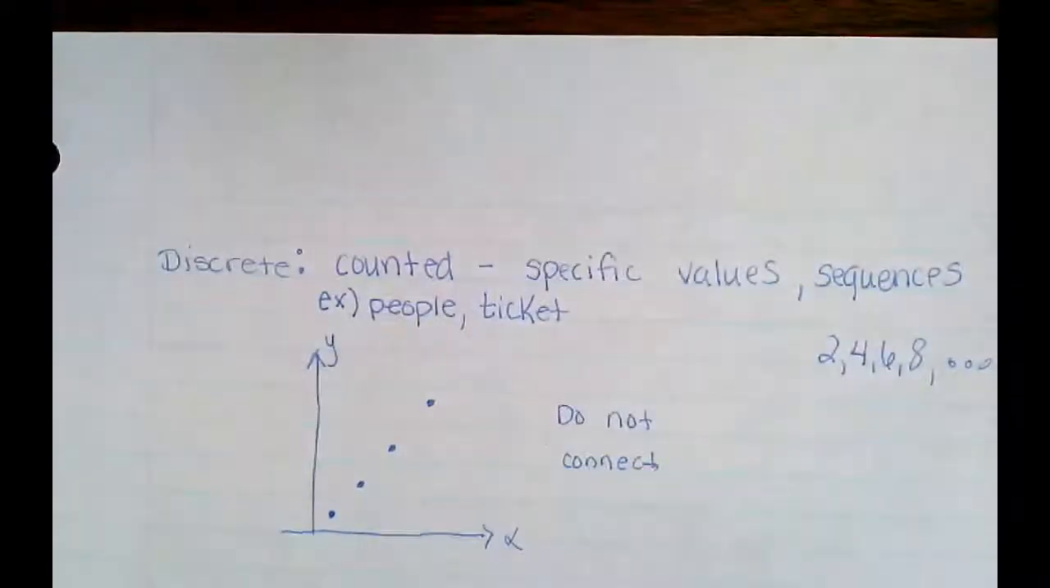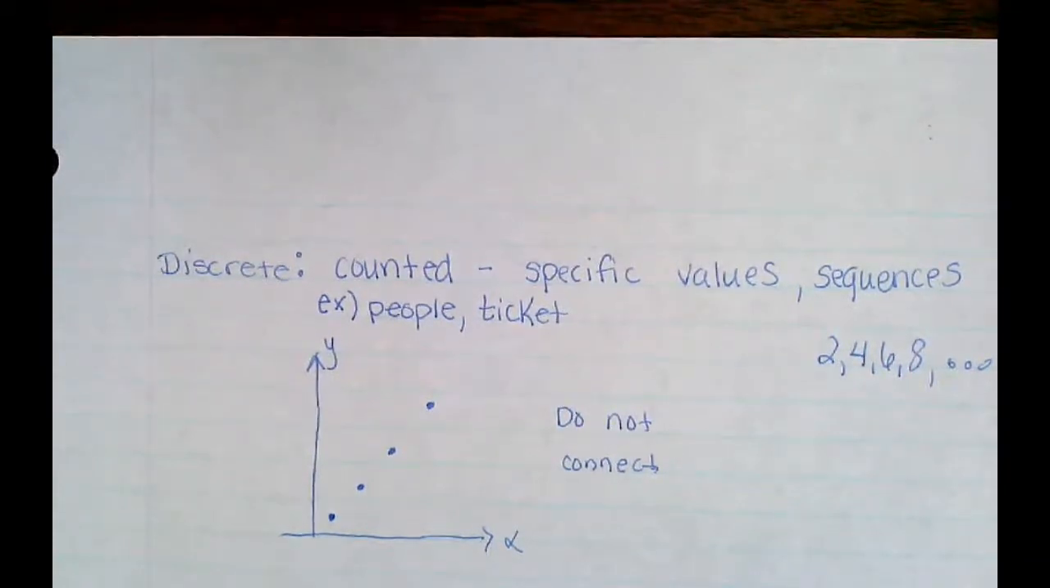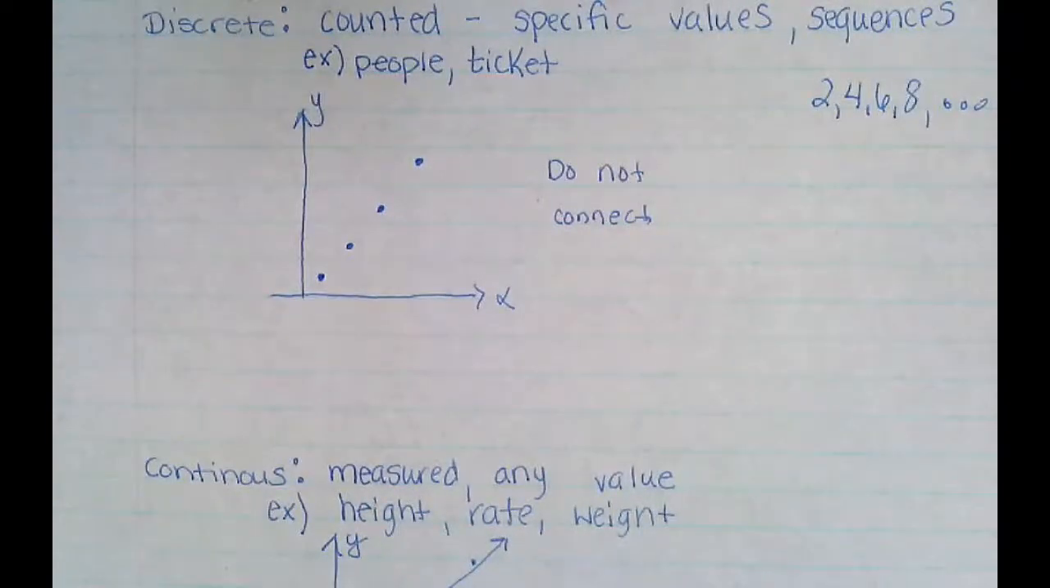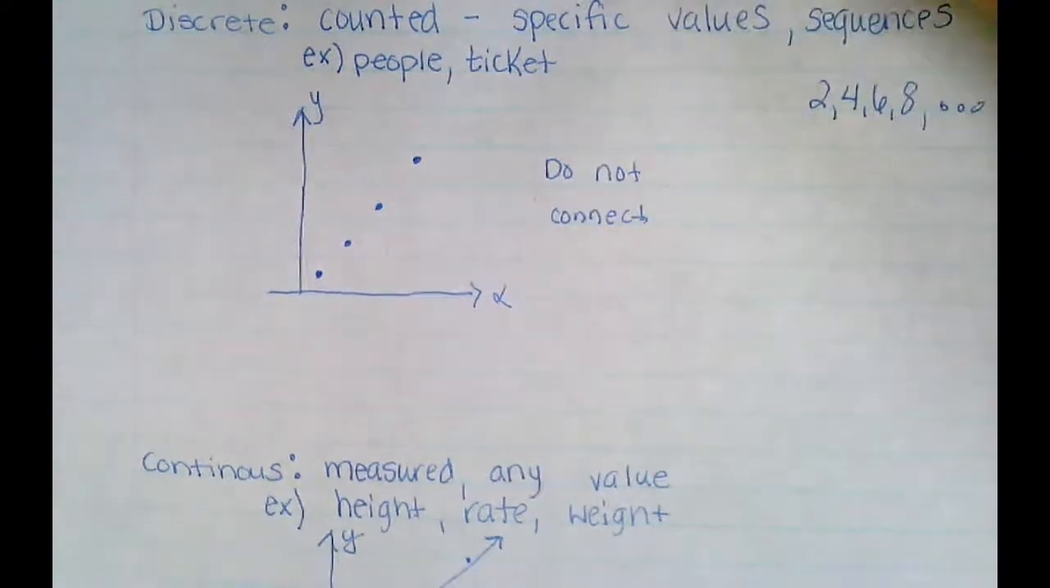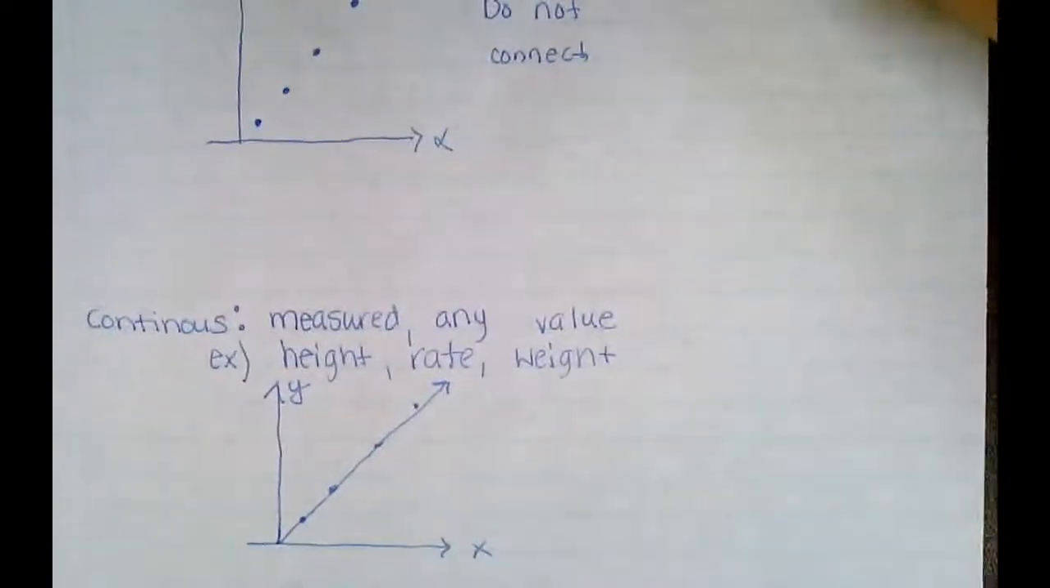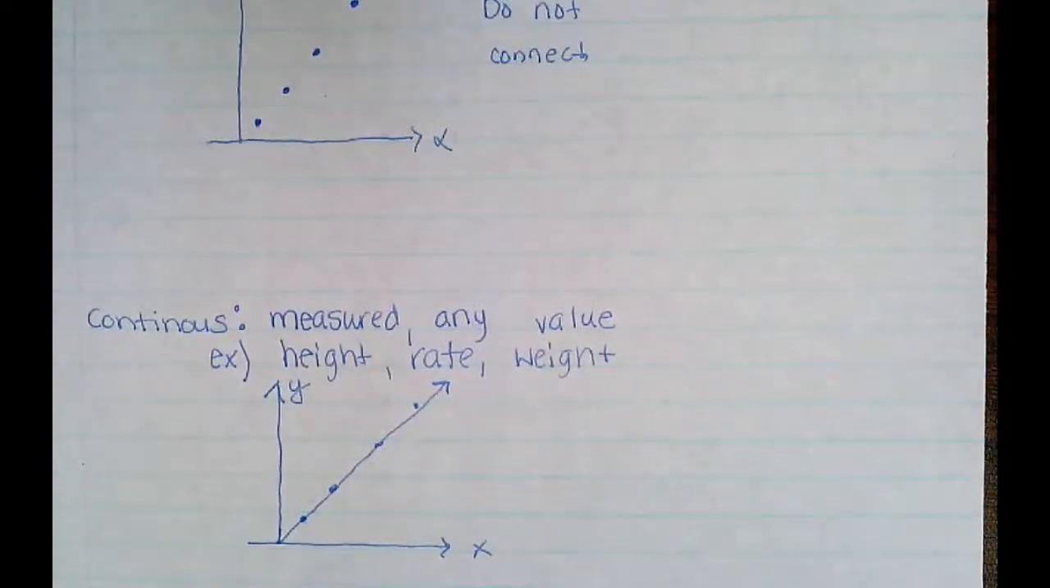All right, I am going to buy a t-shirt, okay? I can buy 2 t-shirts. You cannot buy 1.7 t-shirts, all right? I can buy a car. I'm not going to buy part of a car, all right? So discrete are counted, specific values. Remember, sequences are going to be a discrete function. Continuous are measured, any value, which is why I can connect the points, because everything in between those points is also a solution. All right, so complete those few homework problems.